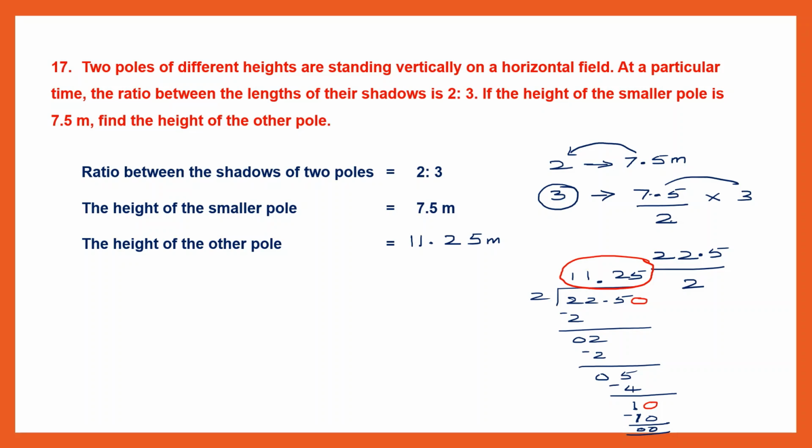We've been asked to find the height of the other pole, and the height of the other pole is 11.25 meters. So we'll stop with this for now, children. In our next video, we will continue with the remaining questions. Thank you, children.